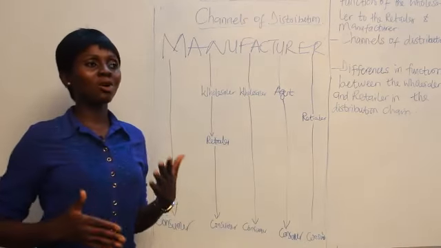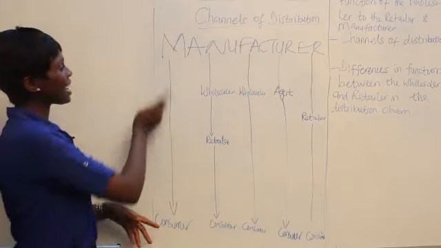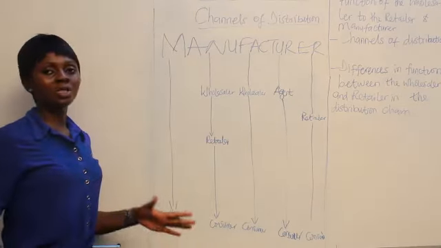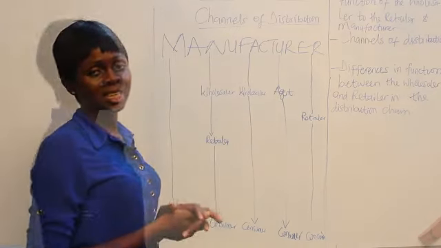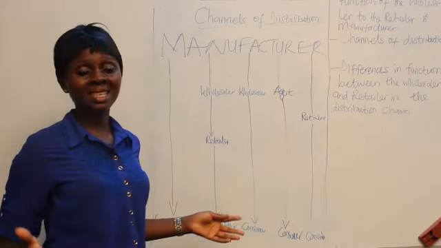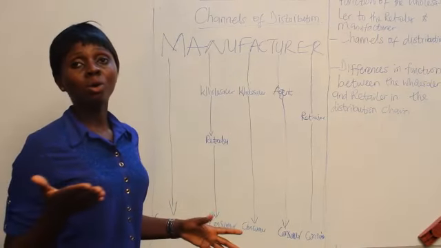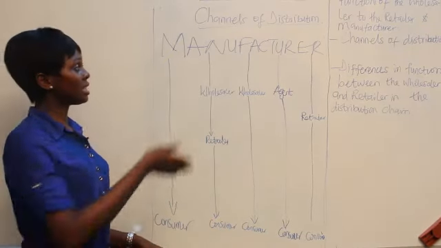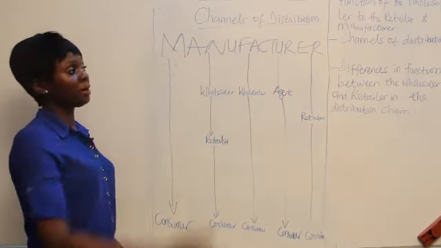Now, the reason a consumer may decide to go directly to the manufacturer and not through the middleman is because of artificial scarcity. Sometimes the wholesaler may hold some goods and pretend the goods are scarce, and that can lead to an increase in prices. So that makes the consumer go directly to buy goods from the manufacturer.